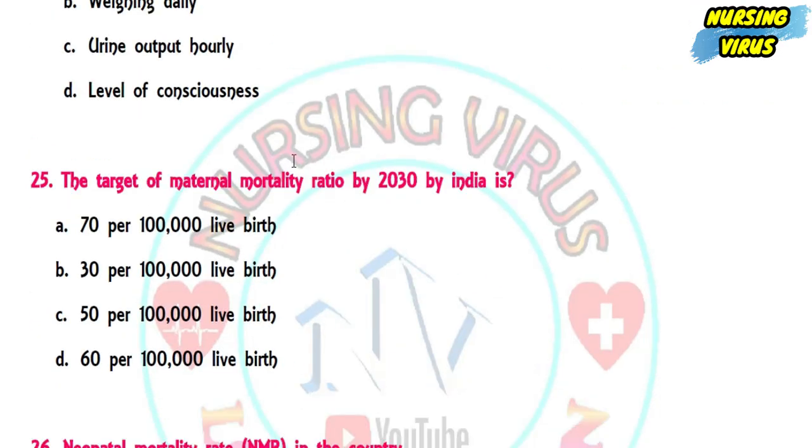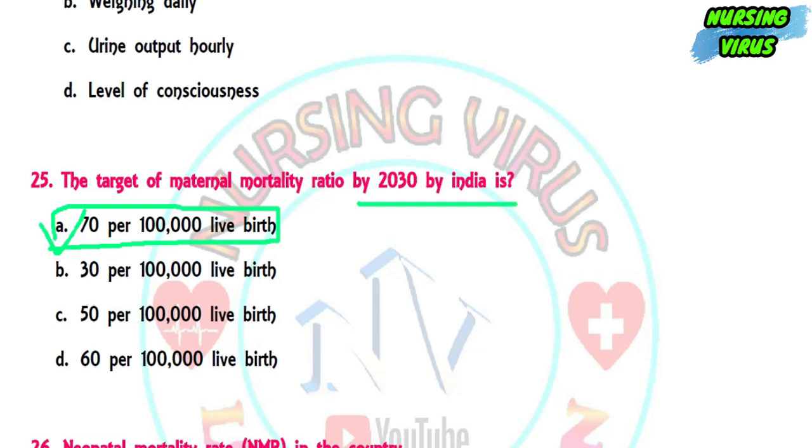So the next one, 25th: the target of maternal mortality ratio by the year 2030 by the Indian government. 70 per 1 lakh live births, 30 per 1 lakh live births, 50 per 1 lakh live births, and 60 per 1 lakh live births. So option A, 70 per 1 lakh live births, will be the target for India in the year 2030.